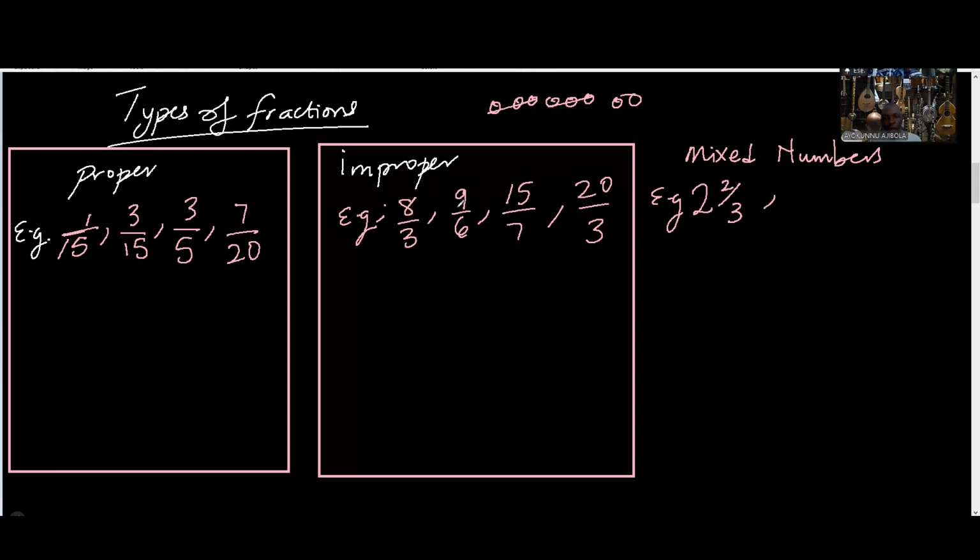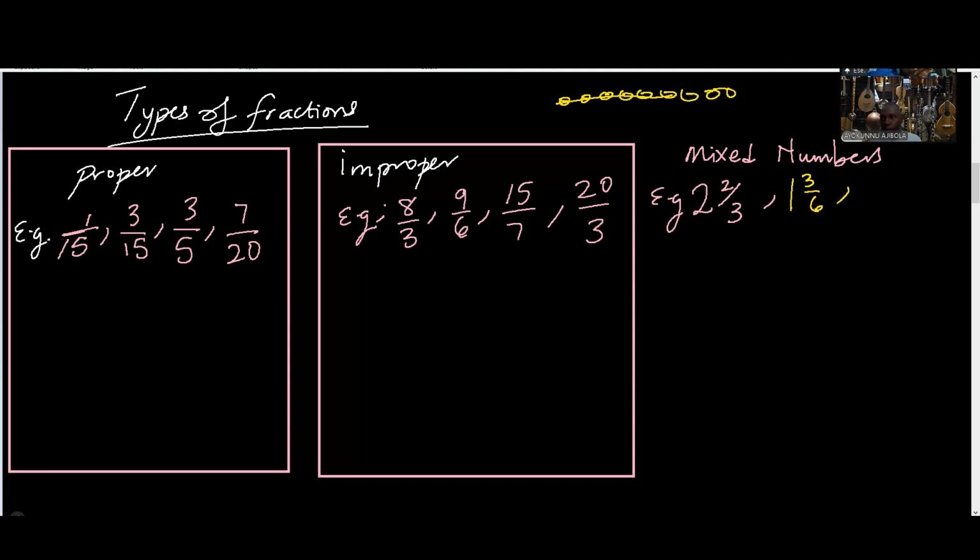Let's try to change the other one to a mixed number. Out of 9, let me remove this one first and try to count 9. So out of 9, 6. So 1, 2, 3, 4, 5, 6, 7, 8, 9. How many times does 6 go in this? 1 time. Remember what? 3. 3 over 6. So this is a mixed number, though this can be reduced, but that'll be later.